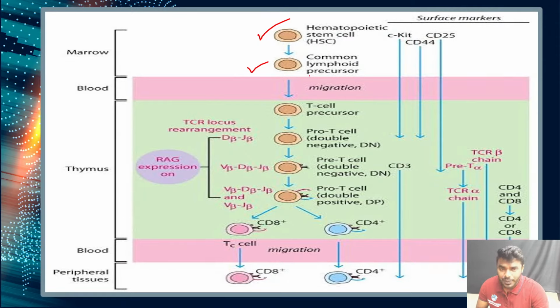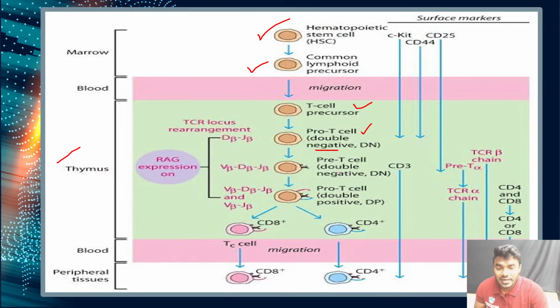This lymphoid precursor will migrate into the blood. From the blood, it will enter into the thymus. Listen everyone, and it is going to give rise to the T cell precursors. Now friends, this T cell precursor is going to modify into different types. I will tell you. First, the T cell precursor gives rise to the pro T cell. We are calling it double negative. I will tell you what is double negative and double positive.